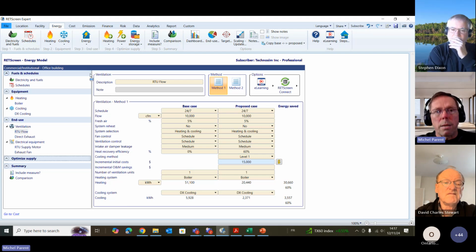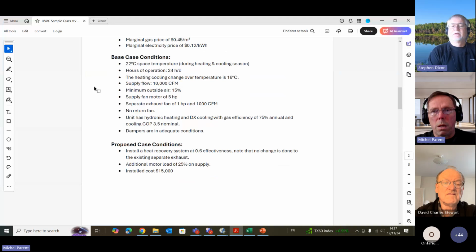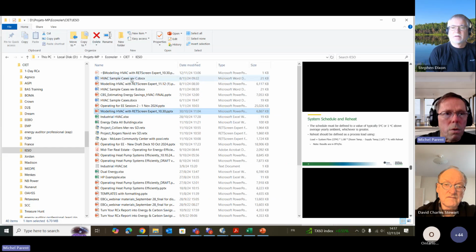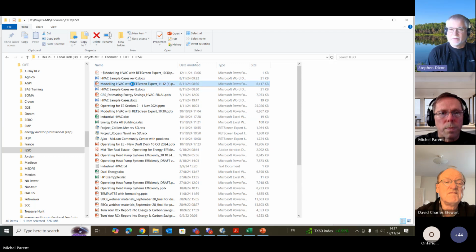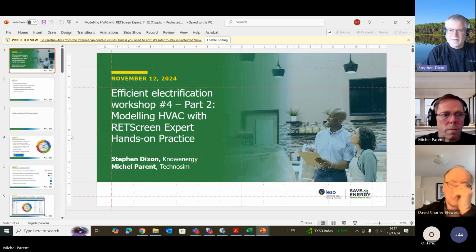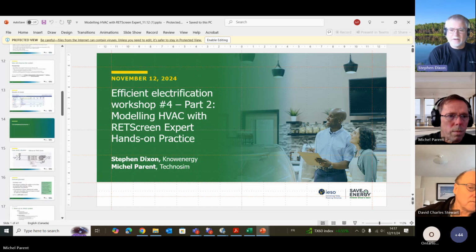The next case is one. Do you want to bring up the picture of the slide for that case? Do you have that handy there? Yes, I do. Just to give people context, the first one was pretty simple. It's your makeup air unit. The second one was your simple constant volume system. And Michelle's going to pull up the slide, which shows the picture of this new system that we're going to look at now.